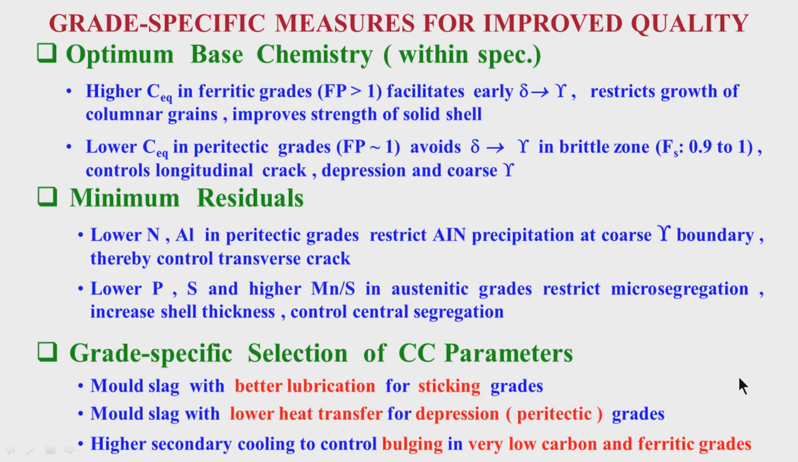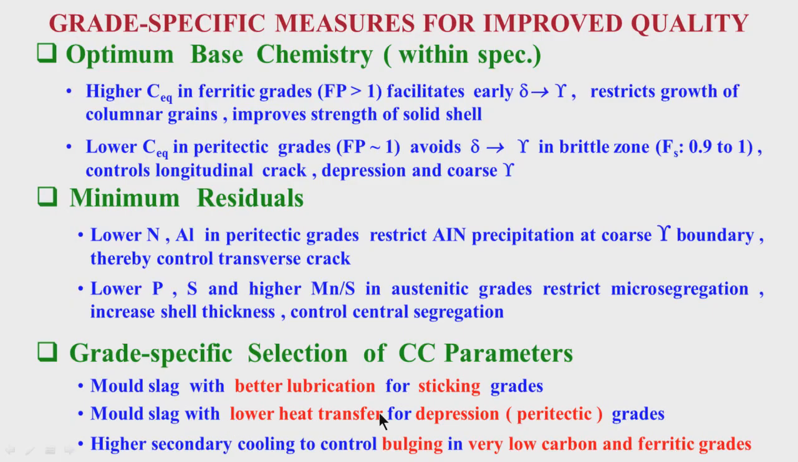You should always have a uniform powder addition throughout the periphery of the mold. Sometimes certain localized areas of the mold might have a higher amount of powder, or a lesser amount of powder, and because of that the heat transfer near the periphery, near the meniscus in the mold, gets affected.